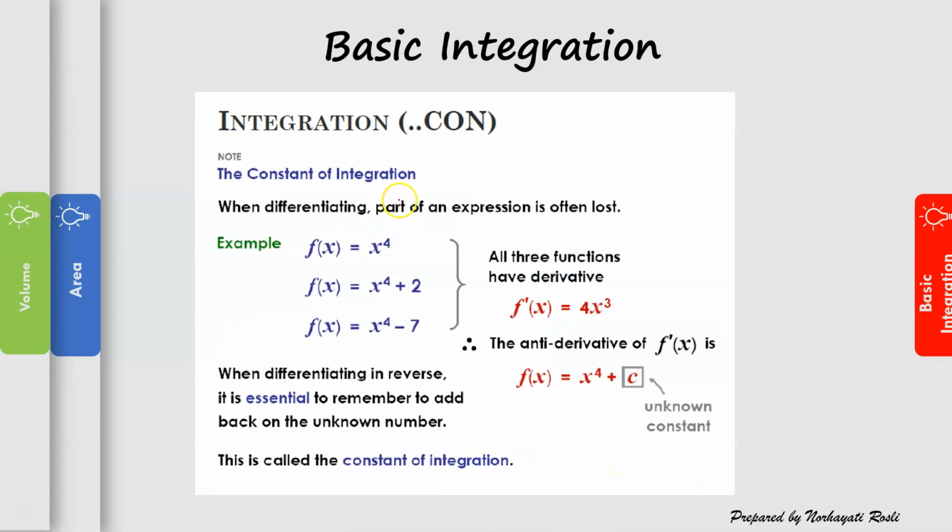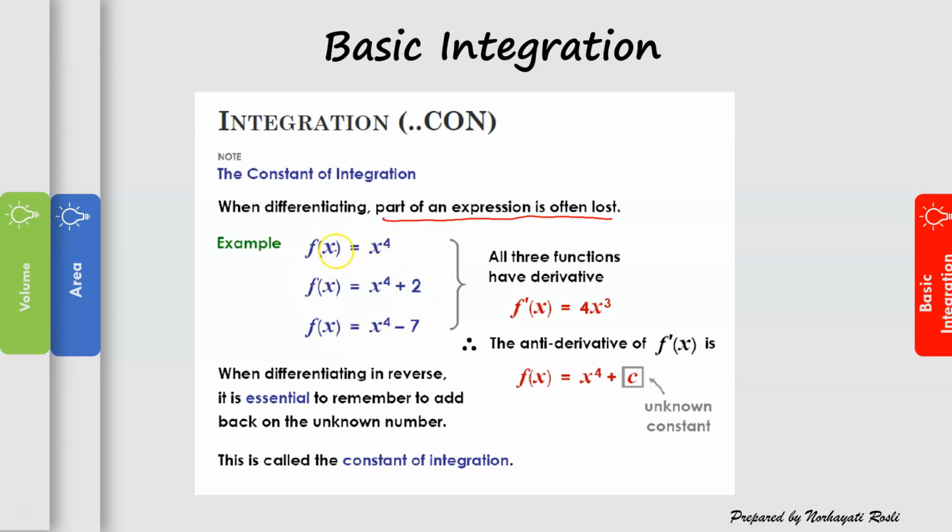Now we go to the constant of integration. When we differentiate a function, part of the expression is often lost. What does it mean here? Let's say we go to this example. We have f(x) equal to x to the power of 4. We have the second f(x), which is x to the power of 4 plus 2. And we have the third f(x), which is x to the power of 4 minus 7.